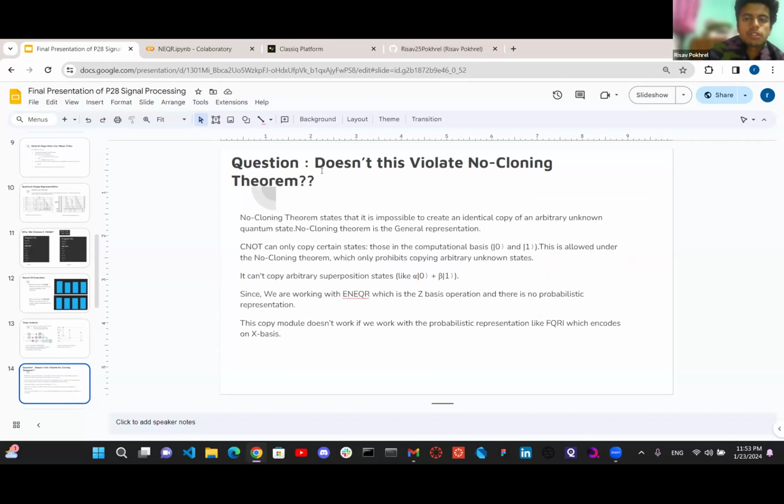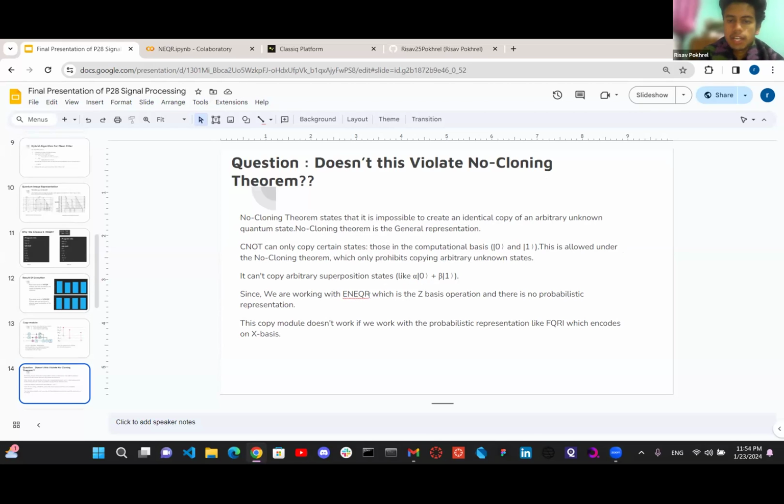Okay, the question arises: doesn't this violate the no-cloning theorem? The no-cloning theorem states that it is impossible to create an identical copy of an arbitrary unknown quantum state. CNOT can only copy certain states, those in the computational basis 0 and 1. This is allowed under the no-cloning theorem, which only prohibits copying arbitrary states.